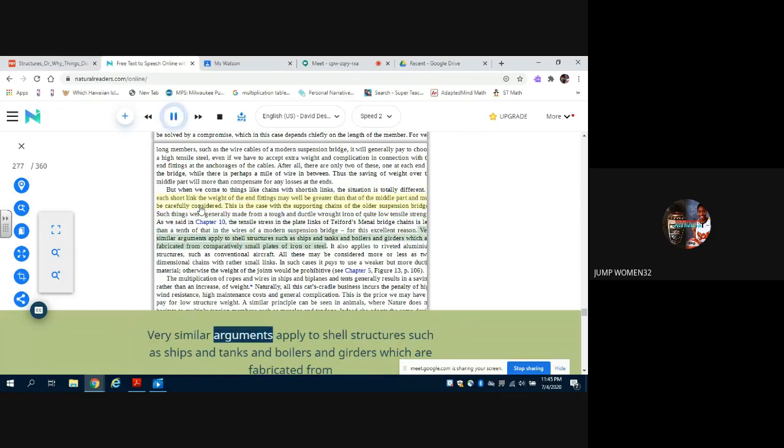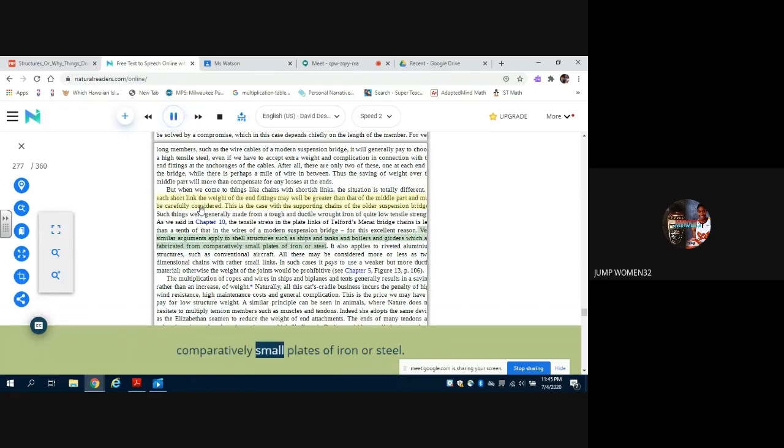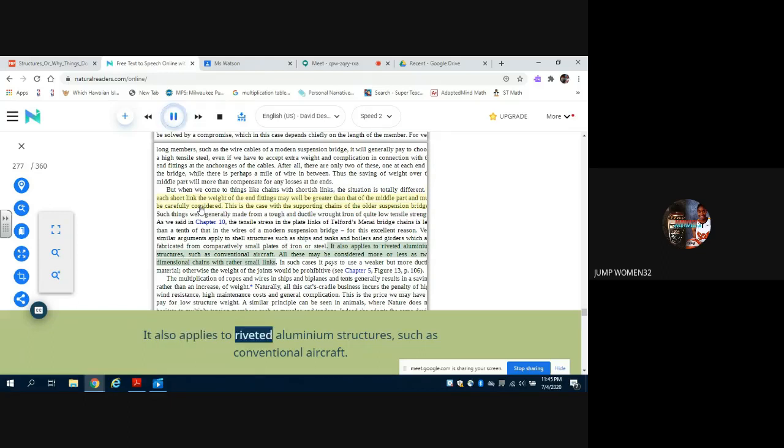Very similar arguments apply to shell structures such as ships and tanks and boilers and girders, which are fabricated from comparatively small plates of iron or steel. It also applies to riveted aluminium structures, such as conventional aircraft. All these may be considered more or less as two-dimensional chains with rather small lengths. In such cases, it pays to use a weaker but more ductile material, otherwise the weight of the joints would be prohibitive.